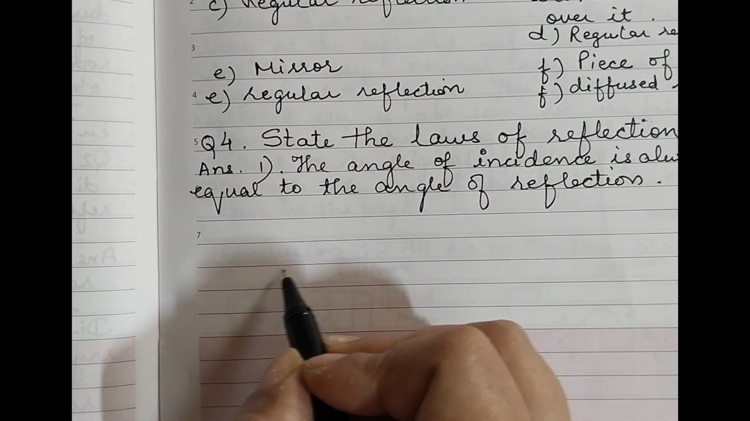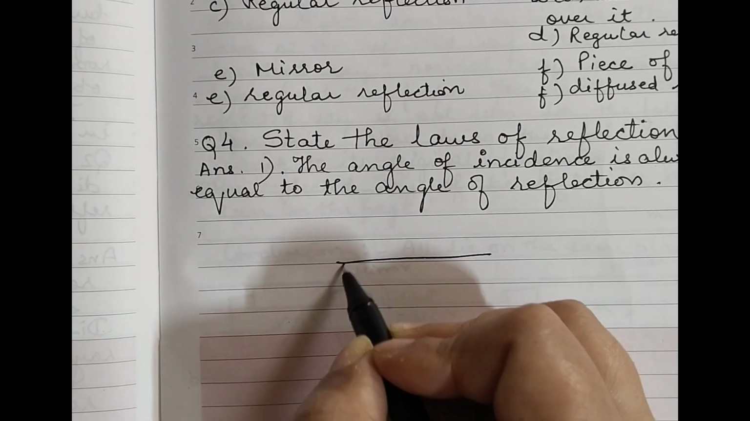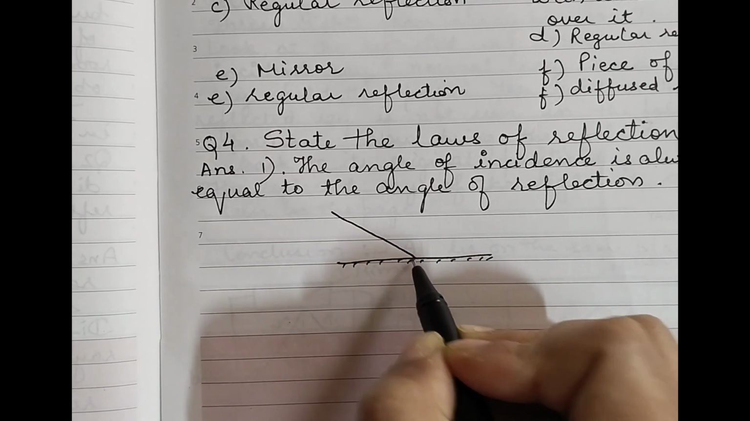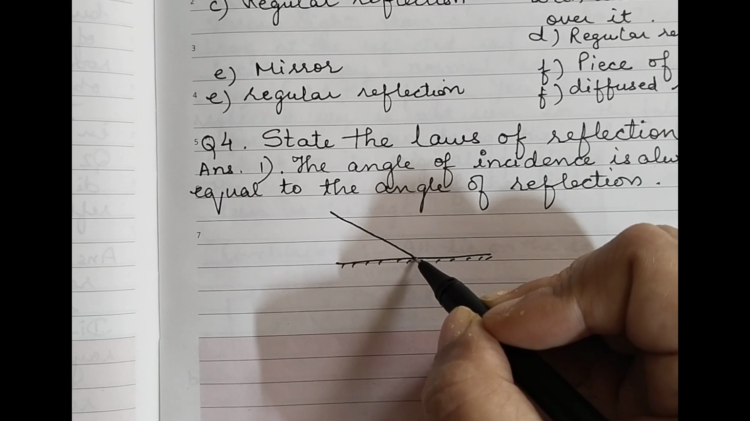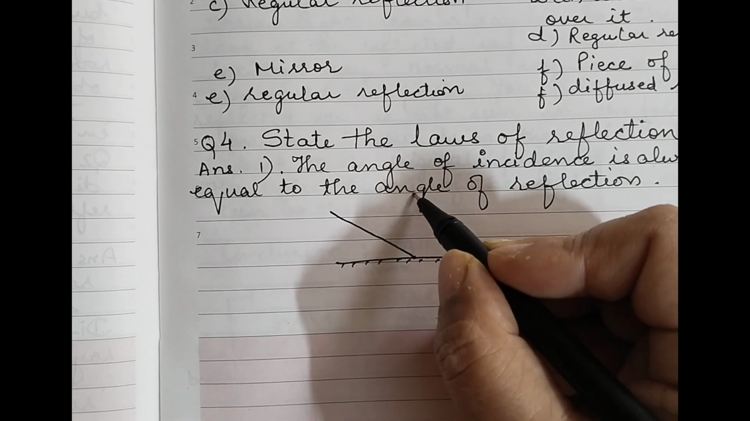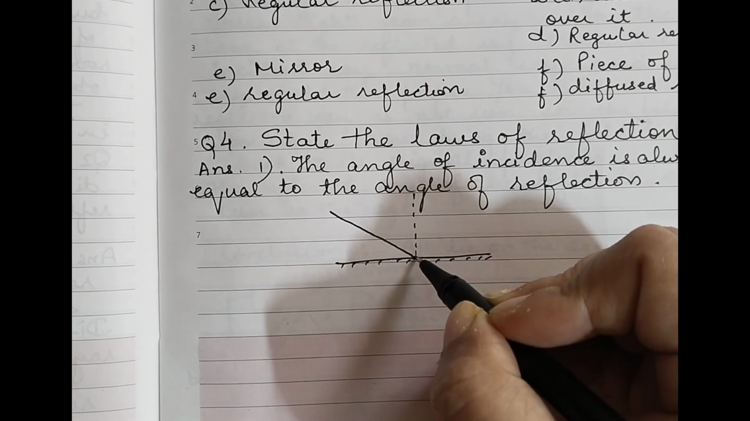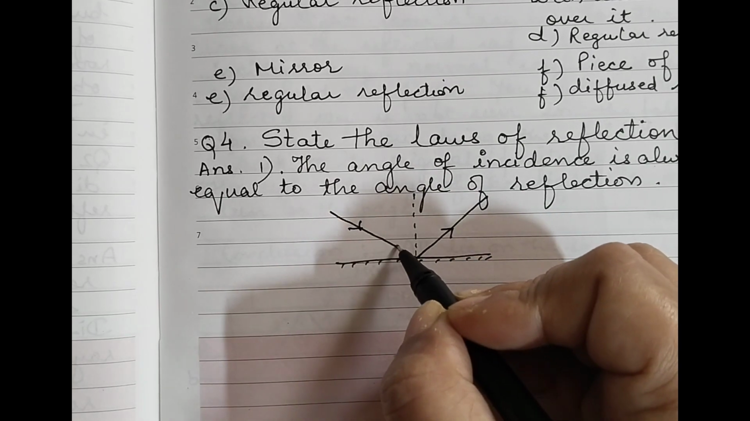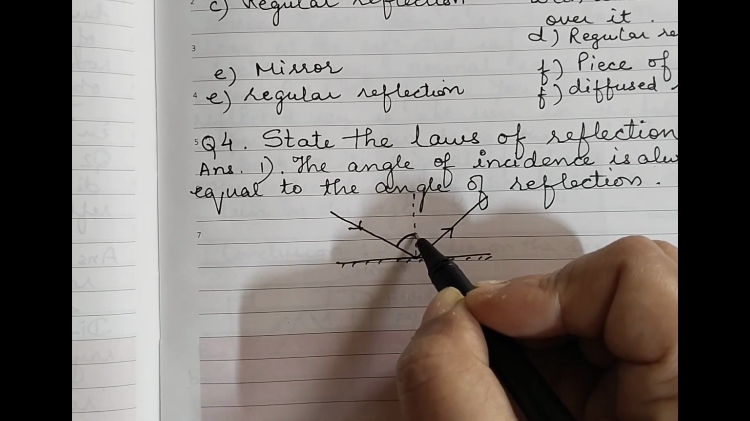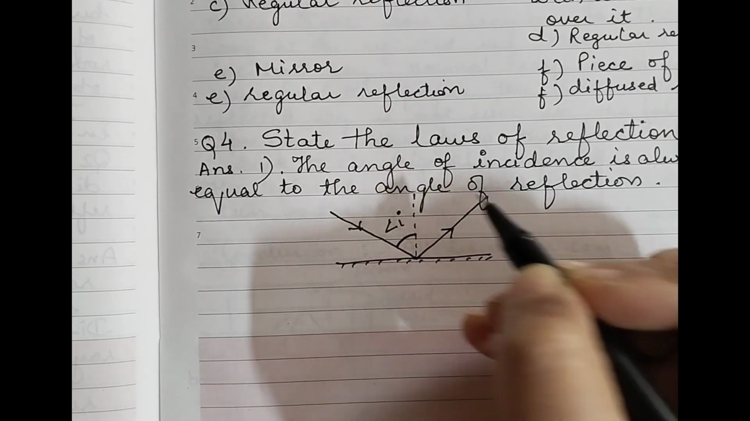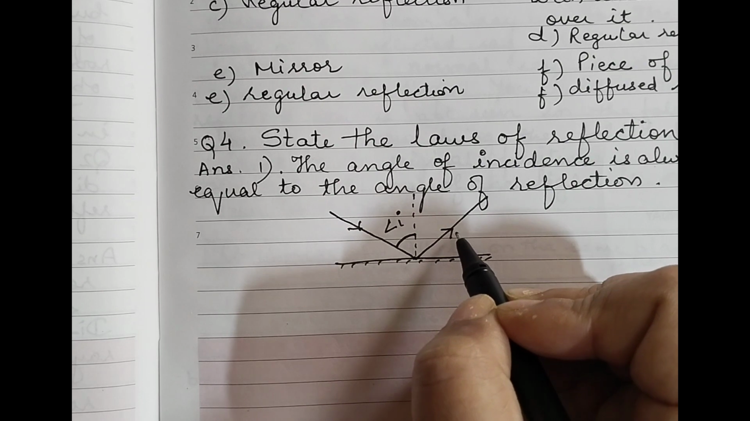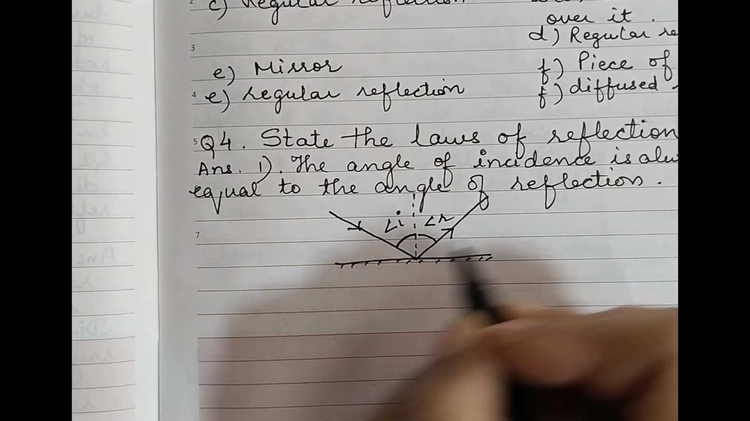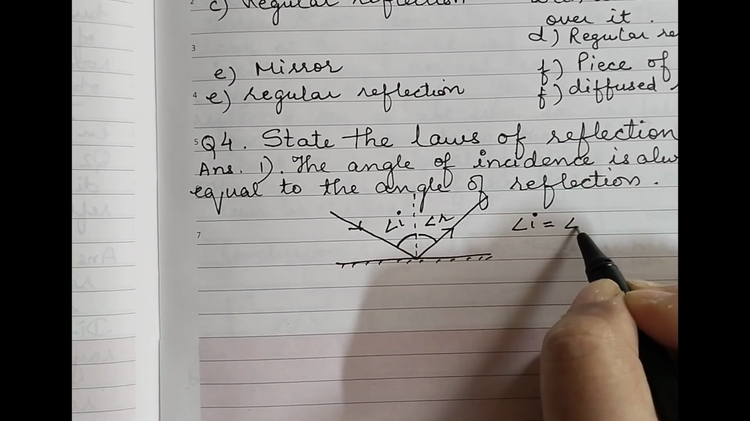For example, look here. This is the surface of plane mirror. When incident rays strike on this plane mirror, it makes an angle with the normal and then reflected. The angle between the incident ray and normal is known as angle of incidence, and the angle between the reflected ray and normal is known as angle of reflection. So angle of incidence is always equal to angle of reflection.